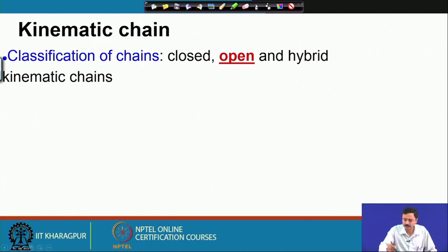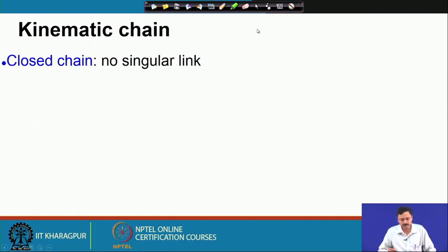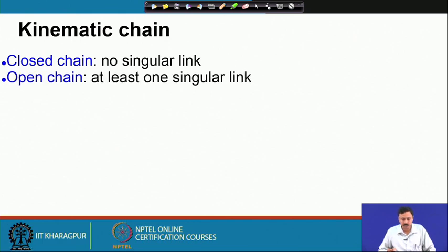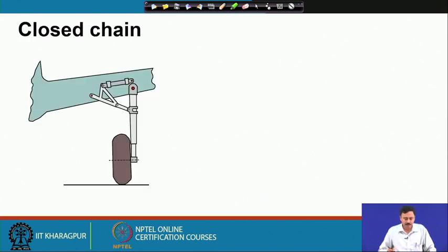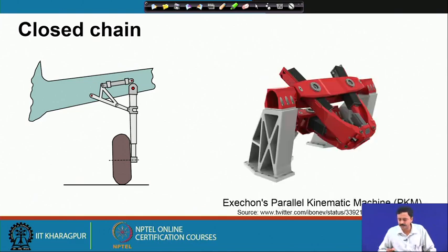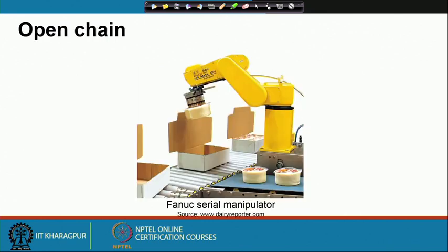So, let us look at some examples now. To summarize, closed chain no singular link, open chain at least one singular link, and hybrid chain is a combination of closed and open chains. Here is an example of the closed chain. This is the landing gear of an aircraft. There is no singular link. This is the Hexagon's parallel kinematic machine. There is no singular link, they are all closed chains.